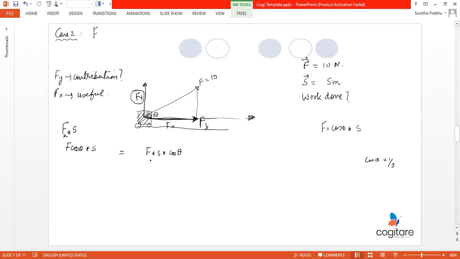Okay, so this you will say is F dot S. When you are dealing with vectors, are force and displacement vectors? Hello? Yes, sir. Then please answer. Force and displacement are vectors.